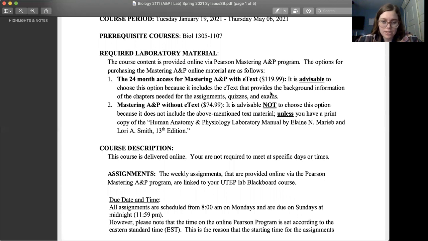If you still haven't accessed Pearson, again, I'll make a separate video for this, but one thing that I do want to note already is that you don't need an access code. Pearson and Blackboard are going to be linked together in this anatomy lab. So you will access your Pearson through Blackboard, and we'll go over that in the next video.